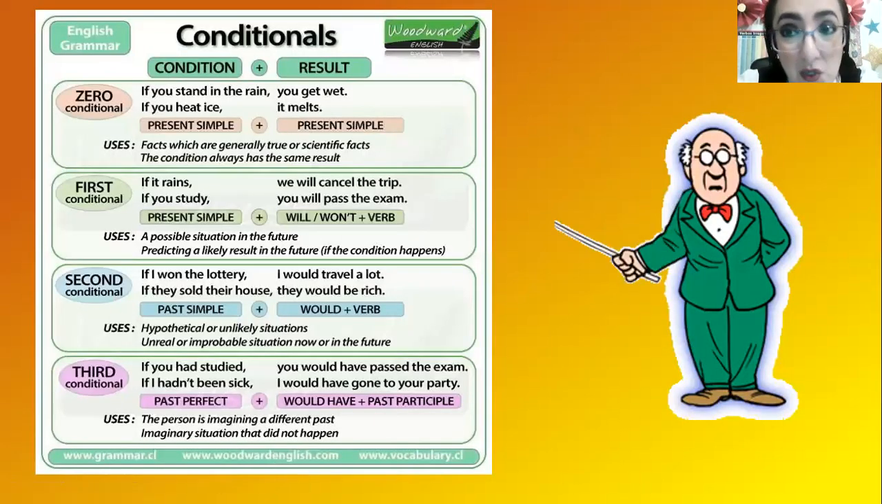Let's continue with the second conditional. And let me tell you that the second conditional now is going to be changing its form. We are going to be making use of our second conditional when we want to talk about hypothetical or unlikely situations. What is that? Unreal or improbable situations now or in the future, because with the third conditional, we are going to be imagining a different past, but we cannot change that.